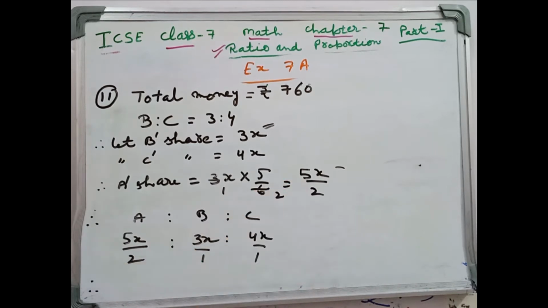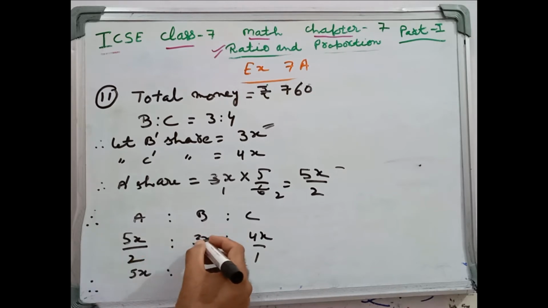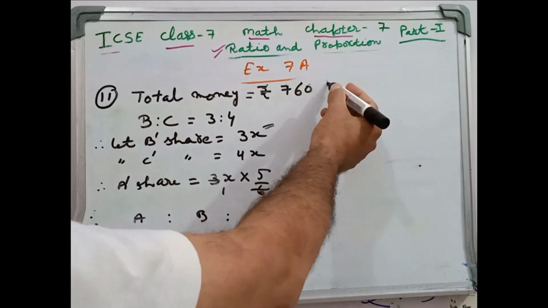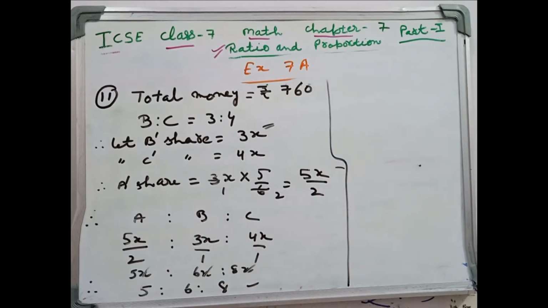Then we will cross multiply this 2 with both sides. So this will become 5x, 3 twos are 6x, 2 fours are 8x. Right? So x can be cancelled, it is in all the three. So now our final ratio A to B to C is 5:6:8. Now from this we can find out their shares.